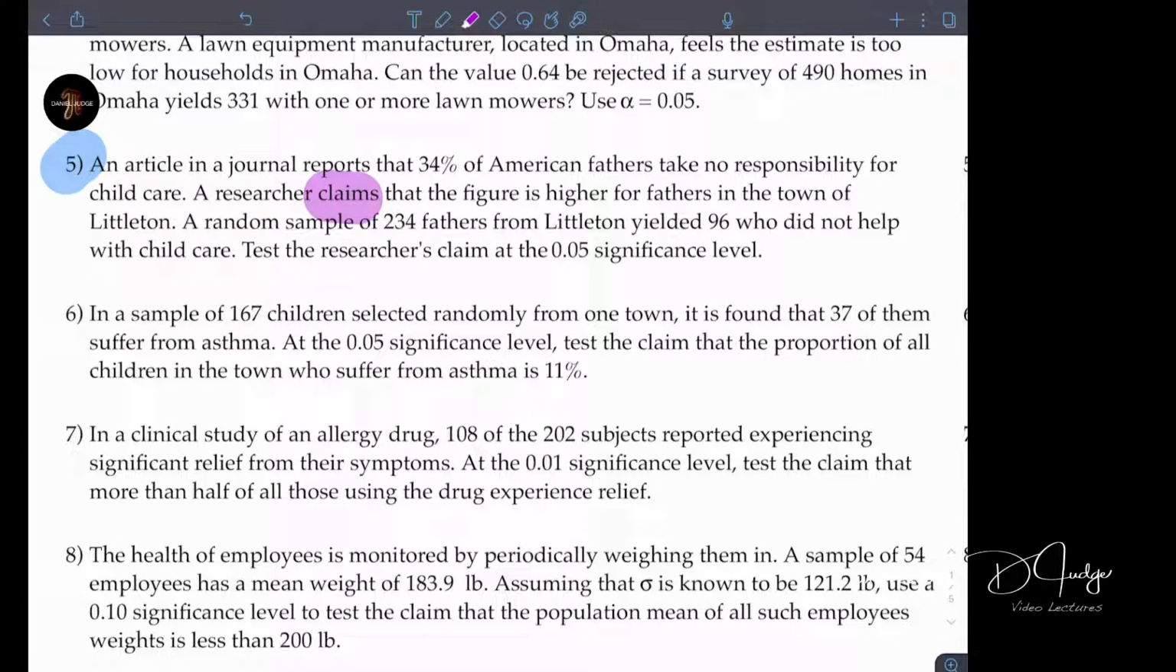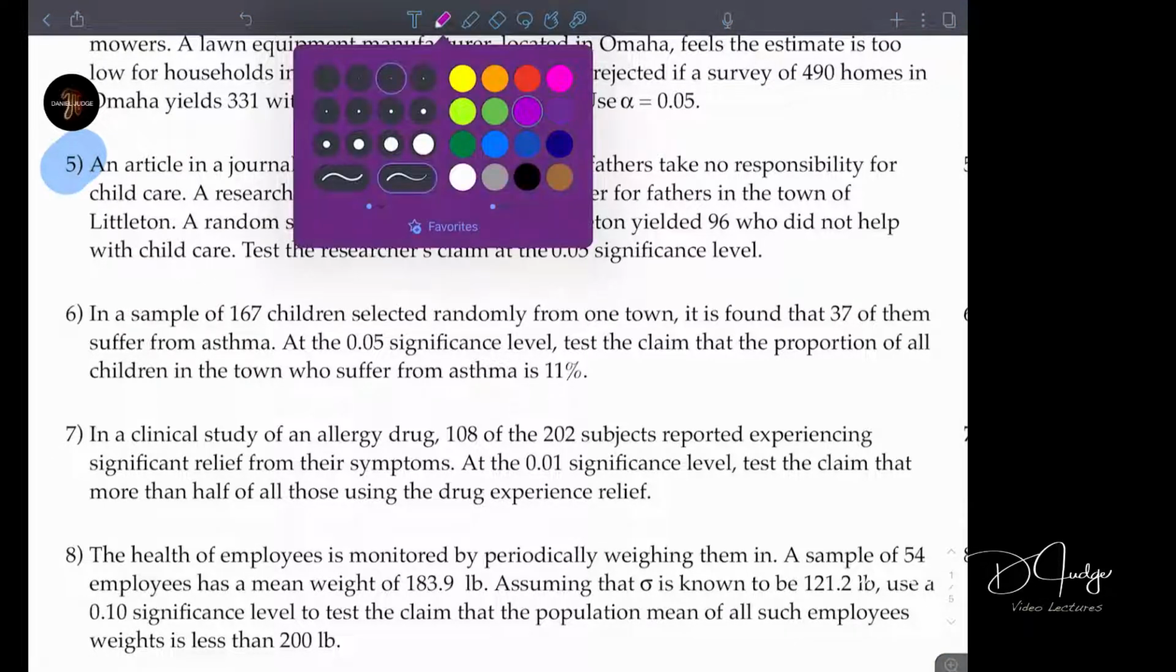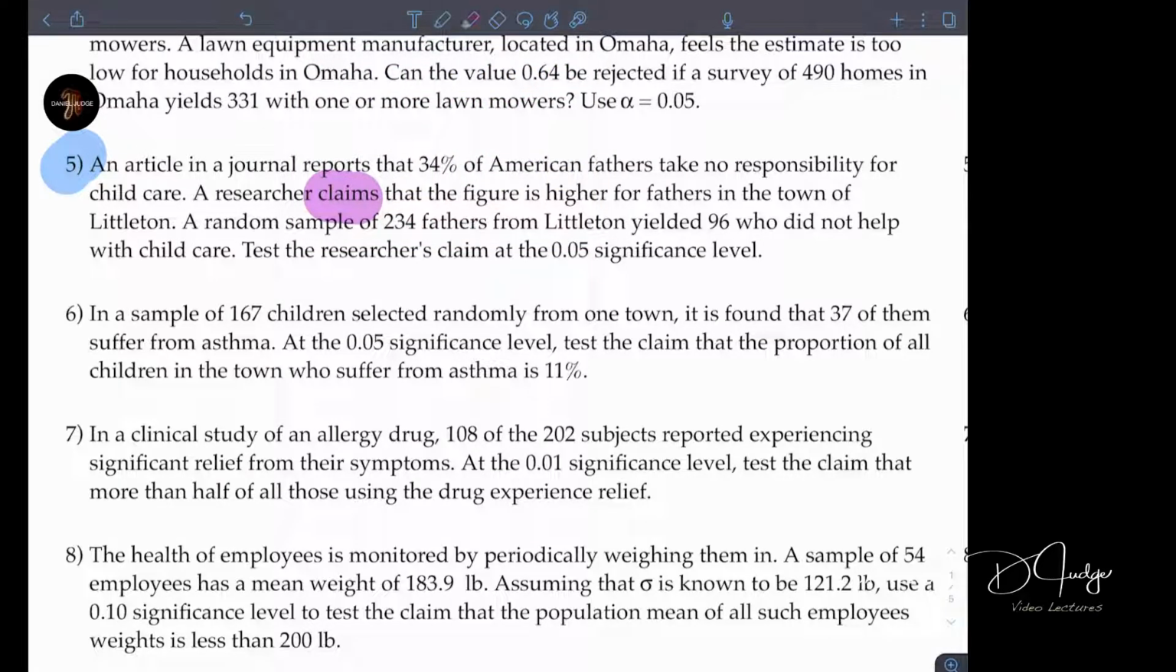Yikes, what are they saying? The figure is higher. Higher than what? Higher than 34%. So here's the claim, ladies and gentlemen, that the proportion is greater than 34%. That's the claim. All right, so I just want to let you guys know there's the claim for 34%. It's greater. So they're saying it's higher there in the town of Littleton.